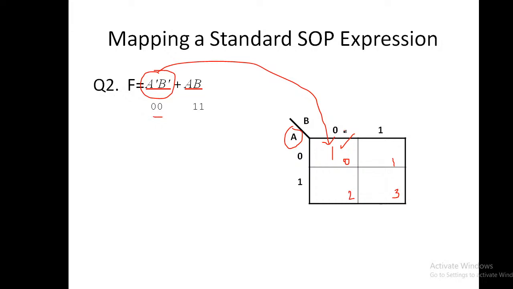If it is POS, you have to put zeros. For AB, where you have to put 1, you can write it as 1 1, meaning A is 1 and B is 1, which is this position, so you put 1 here. I am telling you how to map. I am not going to the solution part. First you have to map from the function to the Kmap, then you need to solve it.